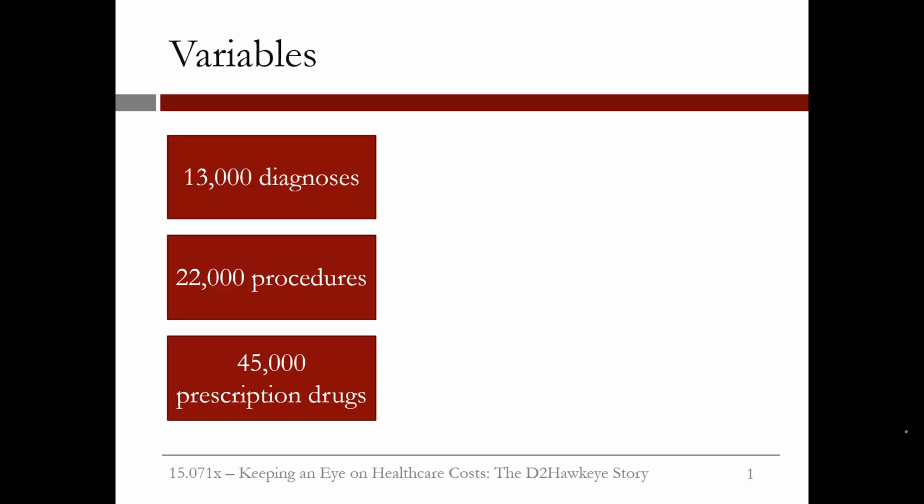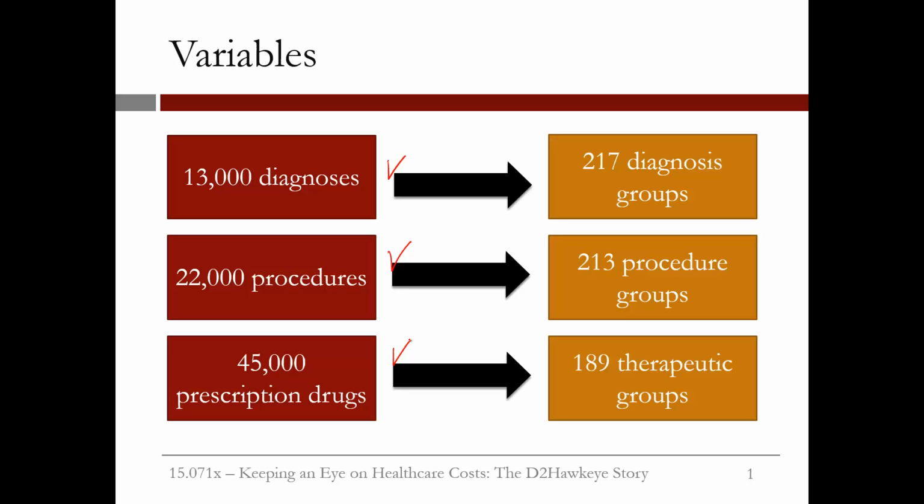To build an analytics model, let us discuss the variables we used. First, we used 13,000 diagnoses. These were the codes for diagnosis that claims data utilize. There were also 22,000 different codes for procedures and 45,000 codes for prescription drugs. To work with this massive amount of variables, we aggregated the variables as follows.